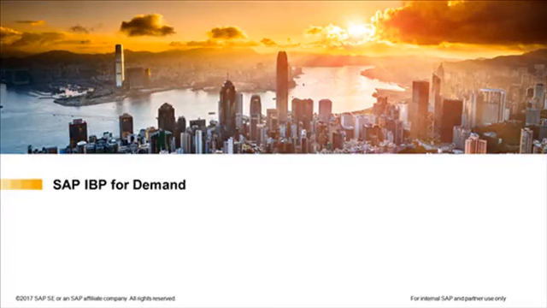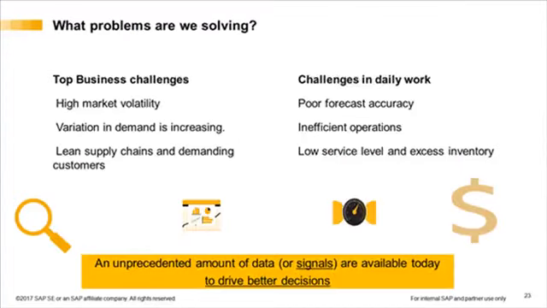Now let's take a look at SAP IBP for demand. What problems are we solving? Market uncertainty, recession, or growth. Shareholders pushing for revenue growth in a soft labor market. Variation in demand is increasing. Best supply chains are struggling to fully understand demand.